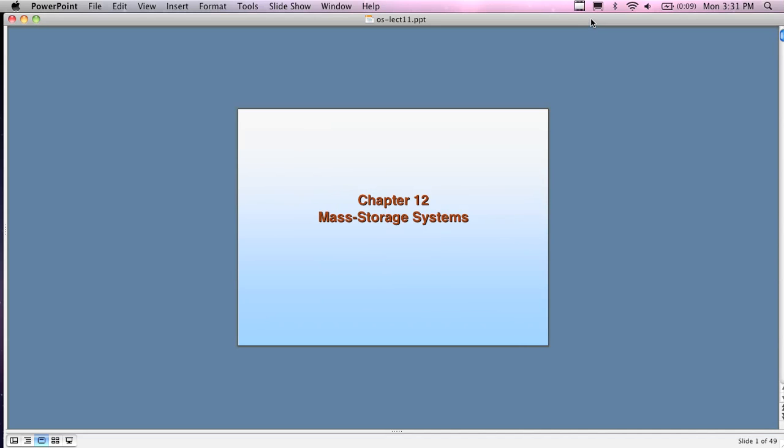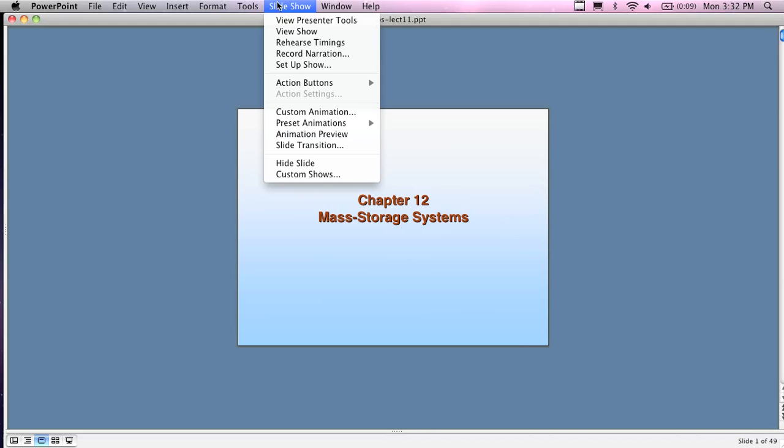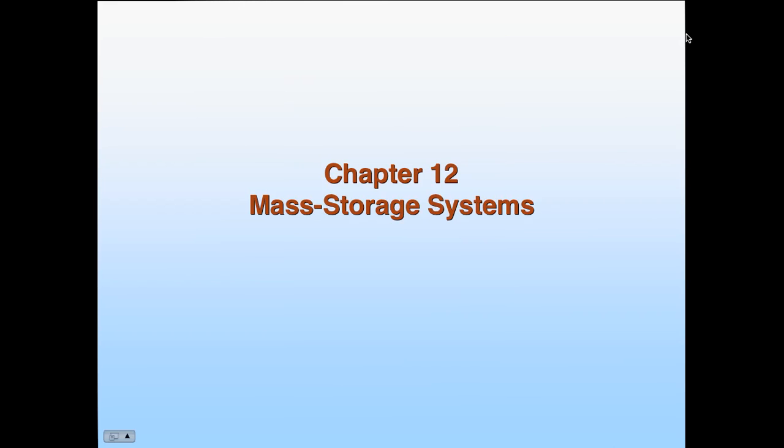Okay, welcome to the very last lecture of the object oriented... No, this is what class is this? This is operating systems. So this is the very last lecture of the operating systems class for this term, and it is chapter 12, mass storage systems. So the final exam will go all the way through chapter 12 of this course.